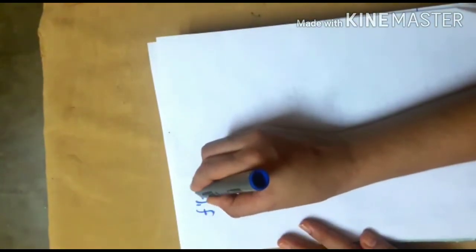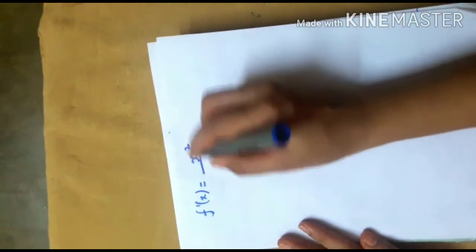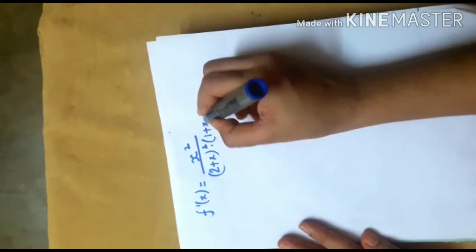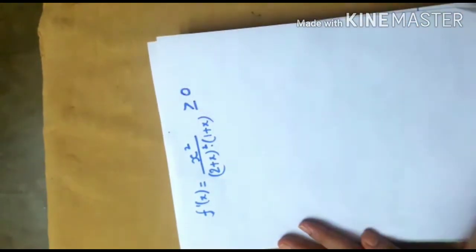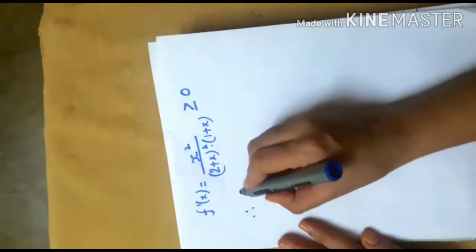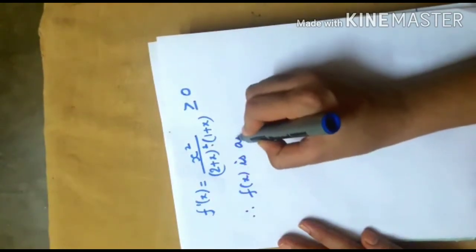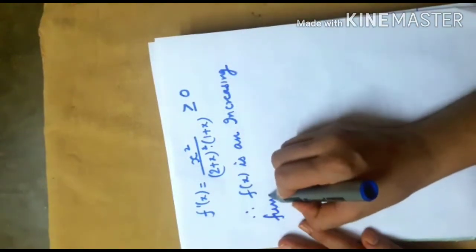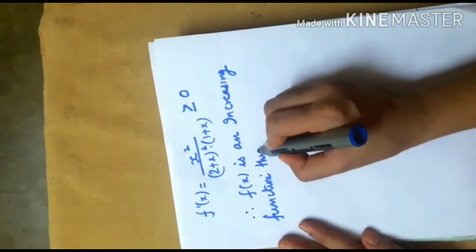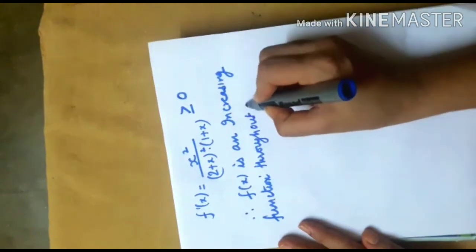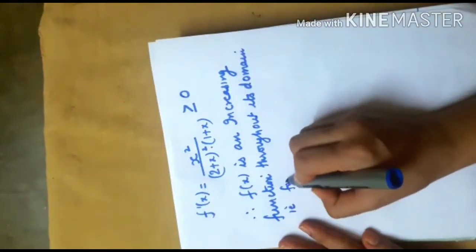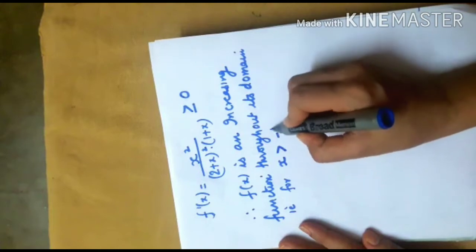Can I say the derivative f dash x, given by x square over (2 plus x) squared into (1 plus x), will be greater than or equal to 0? So therefore f(x) is an increasing function throughout its domain, that is, for all x greater than minus 1.